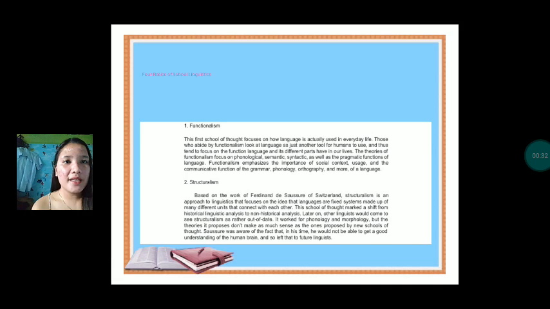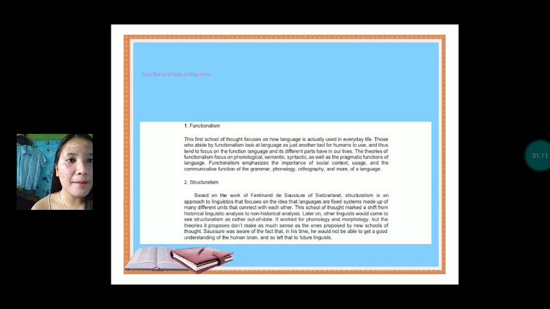First, functionalism. This first school of thought focuses on how language is actually used in everyday life. Those who abide by functionalism look at language as just another tool for humans to use, and they tend to focus on the functions language and its different parts have in our lives. The theories of functionalism focus on the phonological, semantic, syntactic, as well as the pragmatic functions of language.